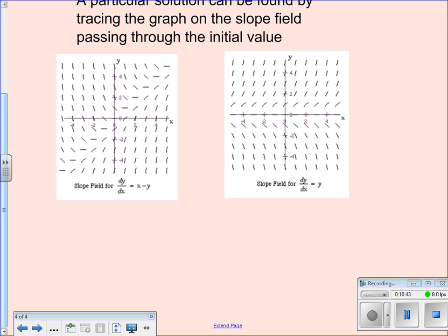Wherever the x coordinate is 1 more than the y coordinate, I have a little dash with the slope of 1. Wherever the x coordinate is 1 less than the y coordinate, I have a little dash with the slope of -1. These represent all the possible solutions.